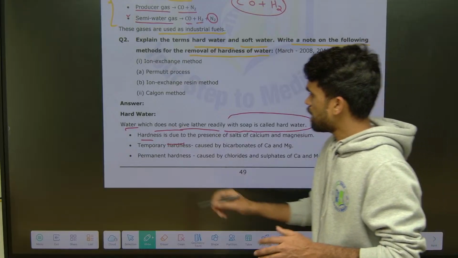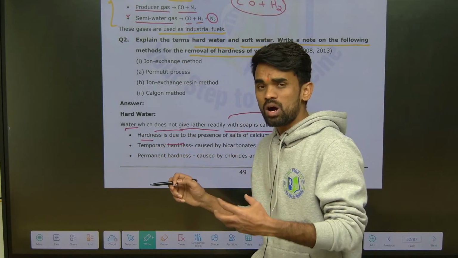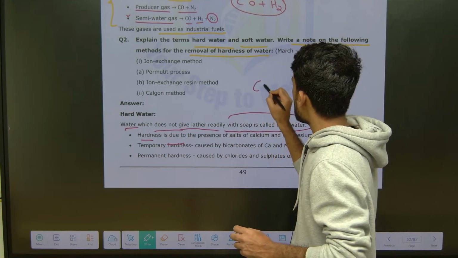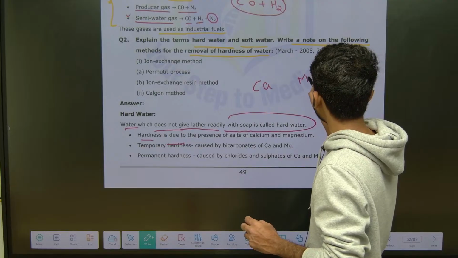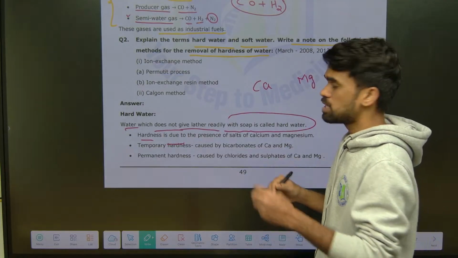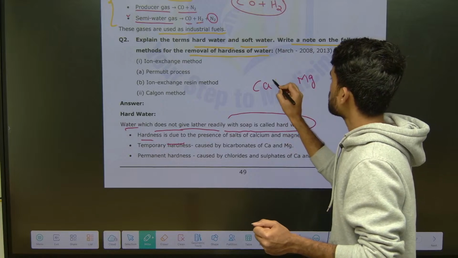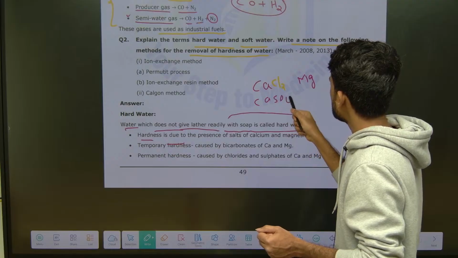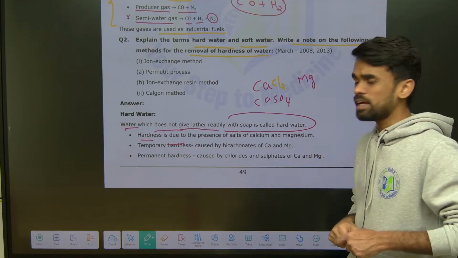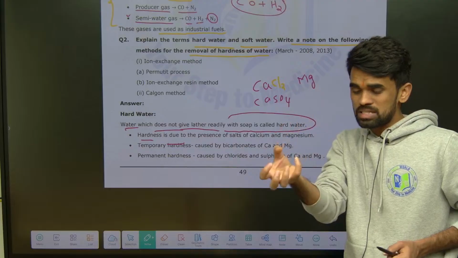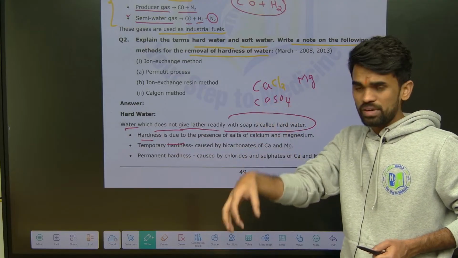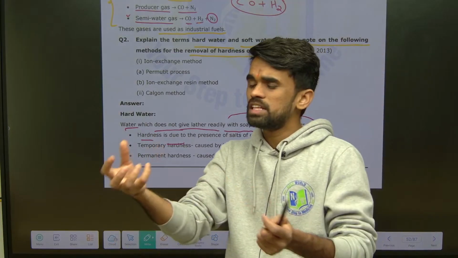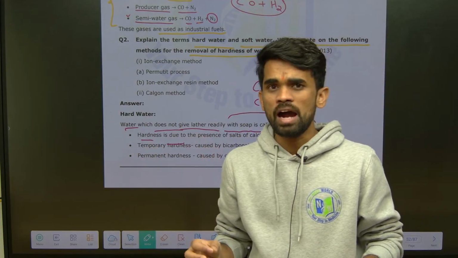Now why is hard water not forming foam? Because it contains calcium salts and magnesium salts. What does it contain? Calcium salts, magnesium salts. Particularly, calcium chlorides, calcium sulfates, or magnesium sulfates, magnesium chlorides, like that we will have some salts in the water. When we extract water from underground, along with the water, some salts can be added into it.